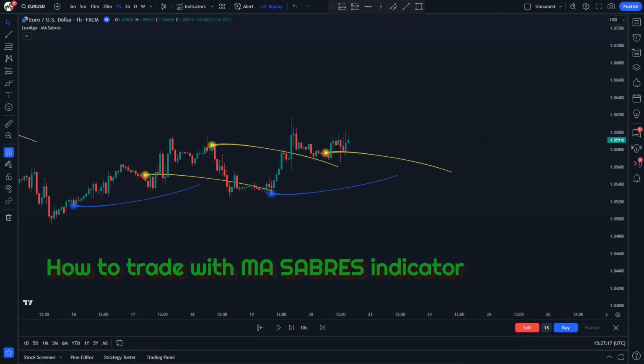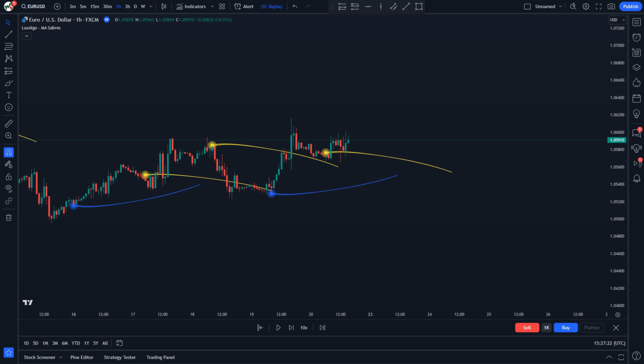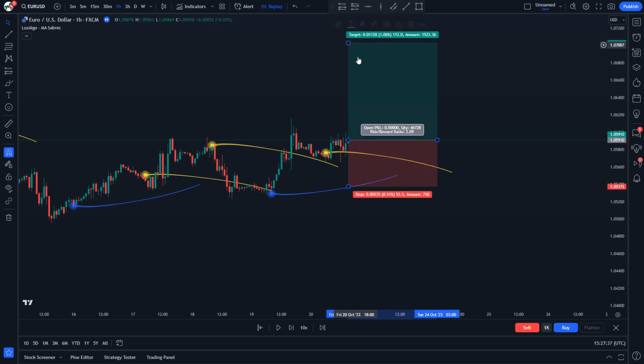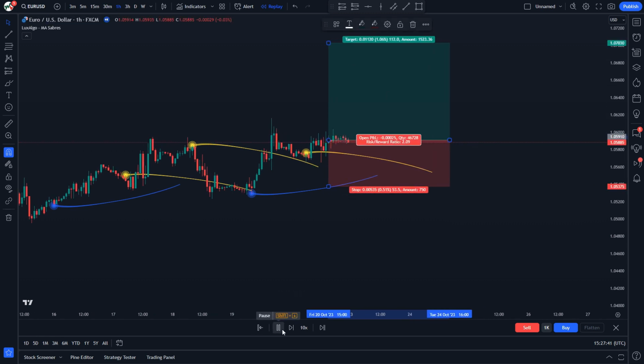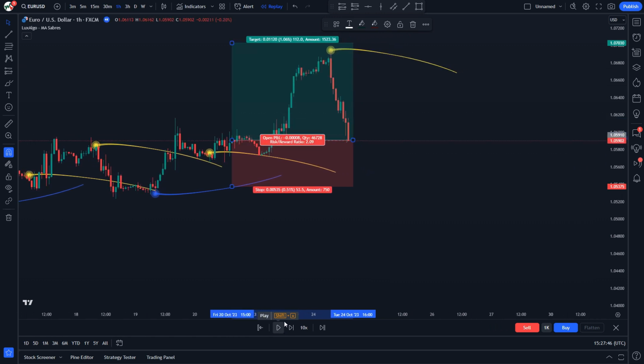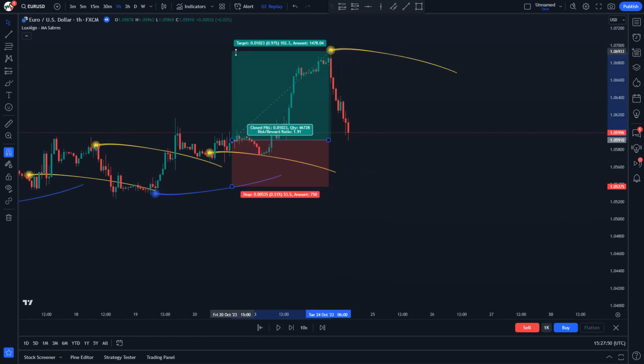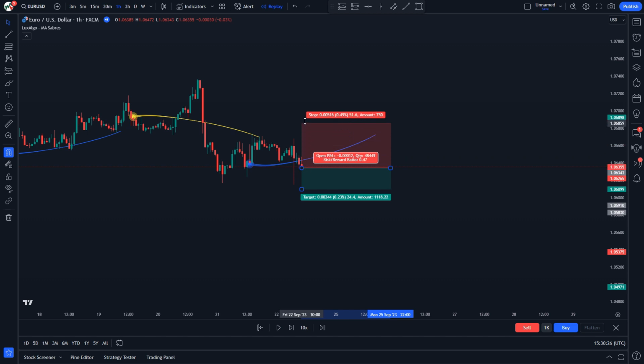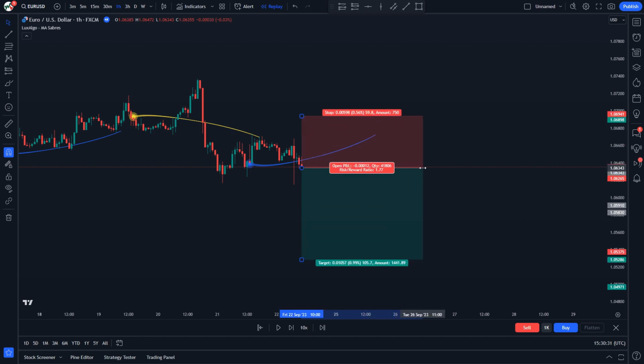We'll use this indicator to trade by focusing on its support and resistance breaks, waiting for the price to break either above or below the support or resistance saber levels. For long trades, when the price closes above the yellow resistance saber and other conditions are met, we enter a long trade. Similarly for short trades, when the price closes below the blue support saber and other conditions align, we enter a short trade.